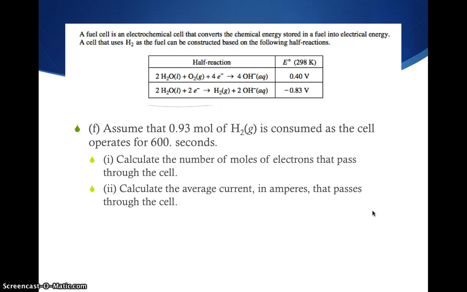So in letter F, we are supposed to assume that 0.93 moles of hydrogen gas is consumed as the cell operates for 600 seconds. In part A, they want us to calculate the number of moles of electrons that pass through the cell. And in part B, they want us to calculate the average current in amperes that passes through the cell.